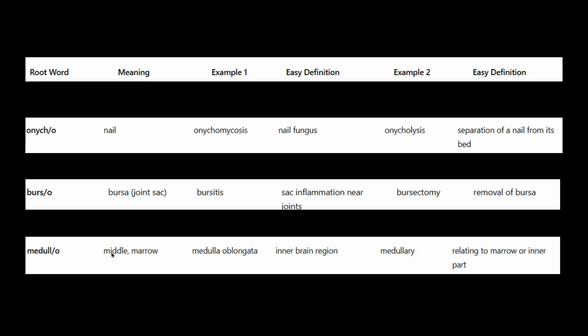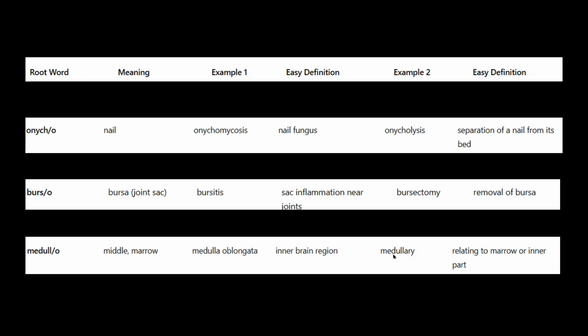Medull or medullo, that is related to middle or marrow. Middle or marrow. For example, medulla oblongata, medulla oblongata, that means inner brain region. So if you want to highlight the inner brain region, then in that case this is the complete terminology which contains middle or medulla. Okay.